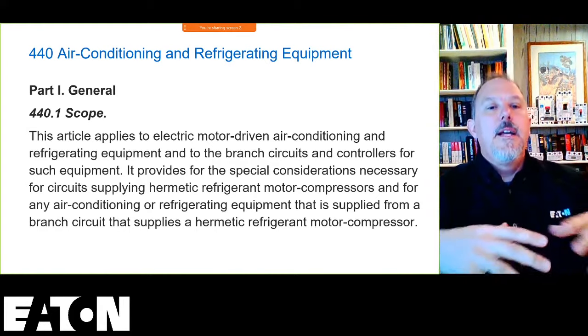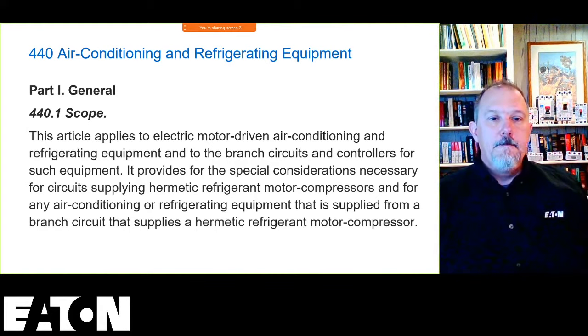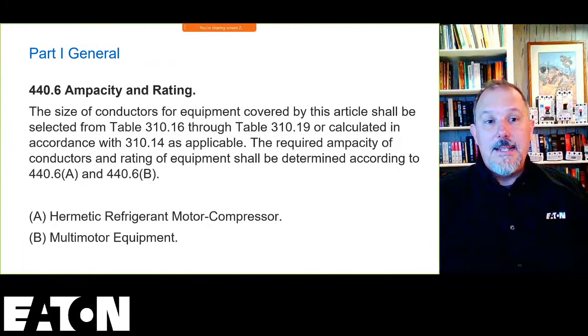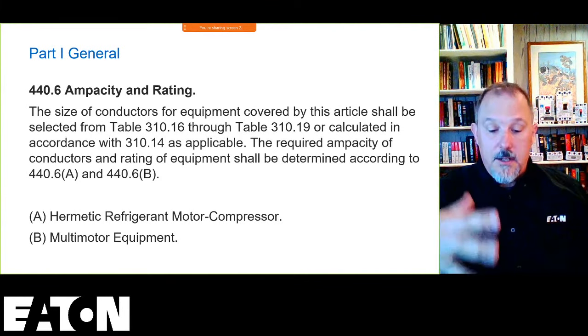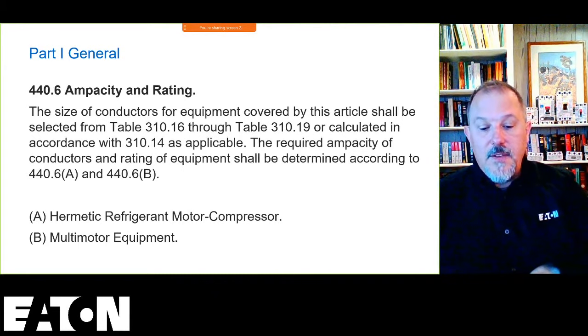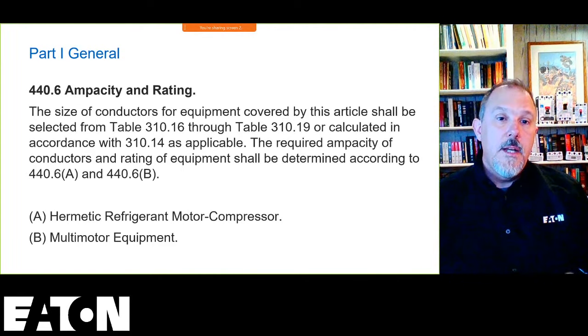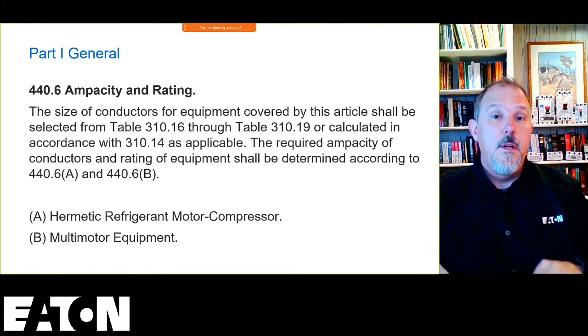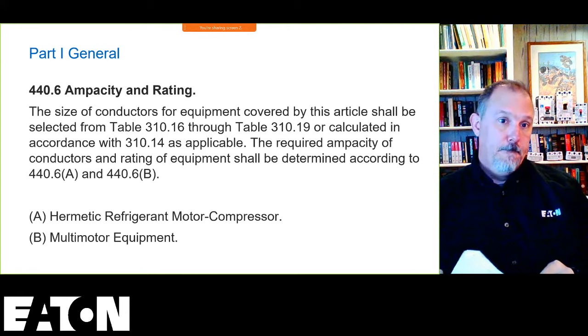So 440.1 gives us the scope, supplied by both branch circuits and all that good stuff. Ampacity and rating is 440.6. It talks about the size of the conductors for equipment covered by the article shall be selected from 310.16. That's our ampacity of insulated conductors with not more than three current carrying conductors, 310.16 through 310.19. I used 310.16 for this example. Or you can calculate it in accordance with 310.14.